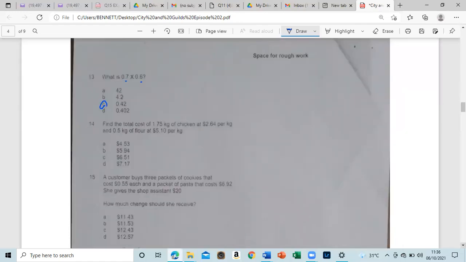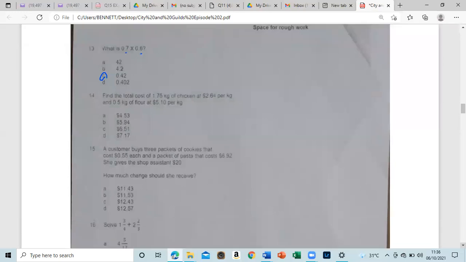All right. Find the total cost of 1.75 kilograms of chicken at $2.64 per kilogram, and 0.5 kilogram of flour at $5.10 per kilogram. It's very easy now, guys.